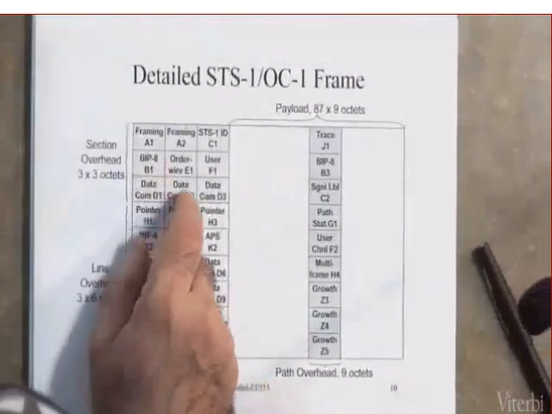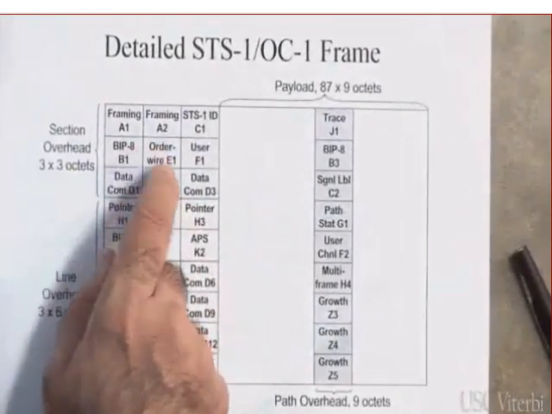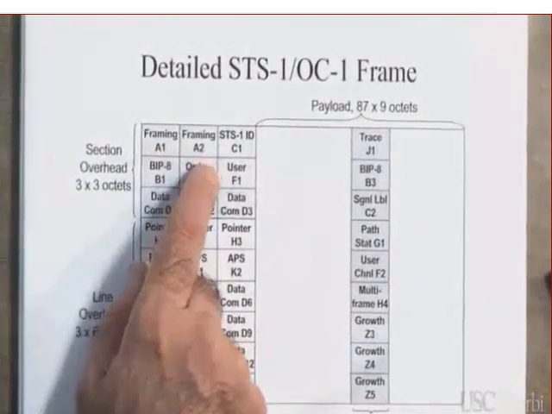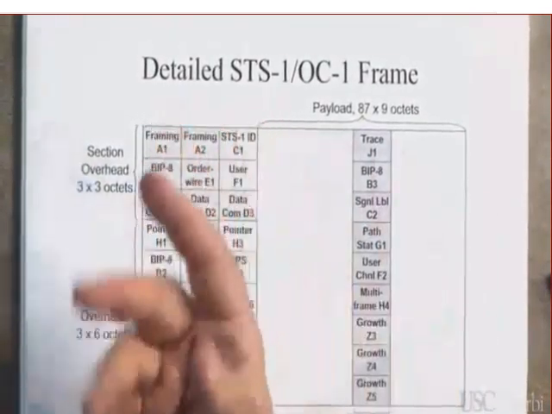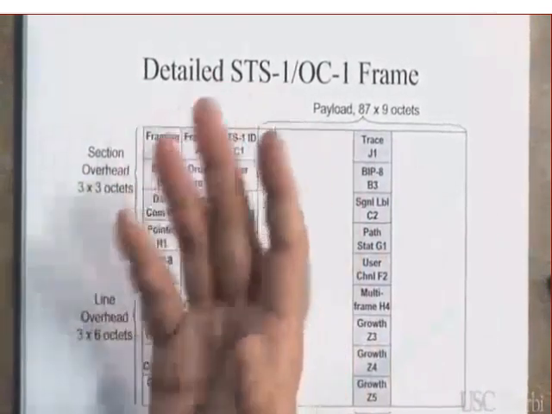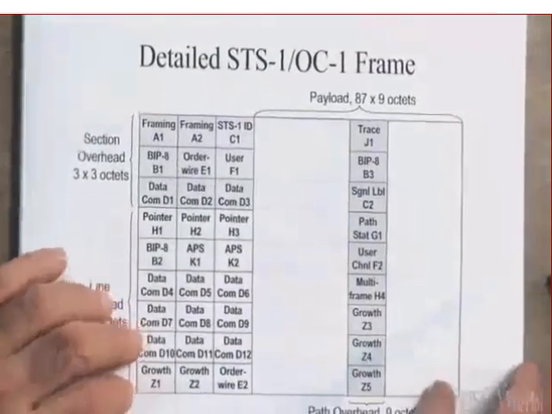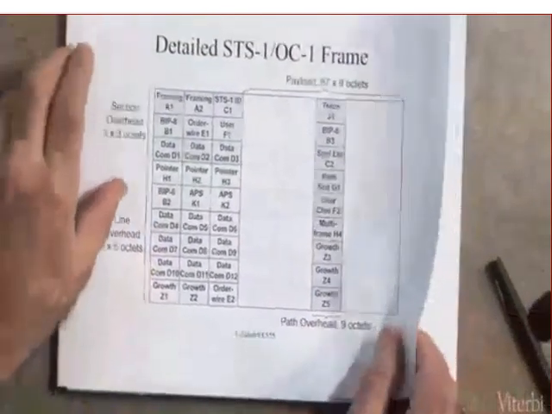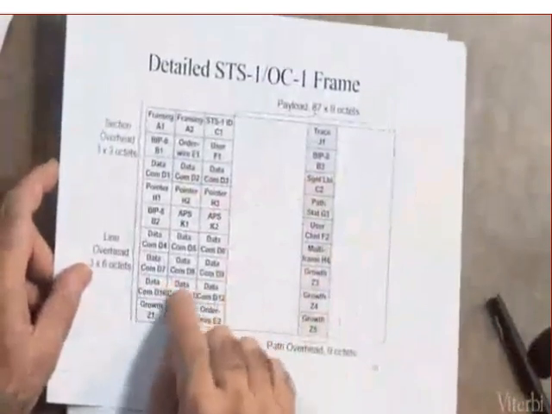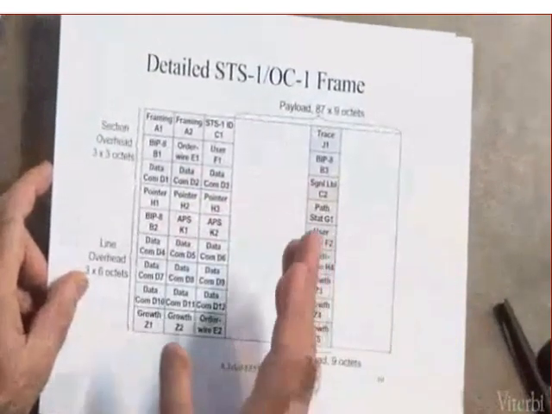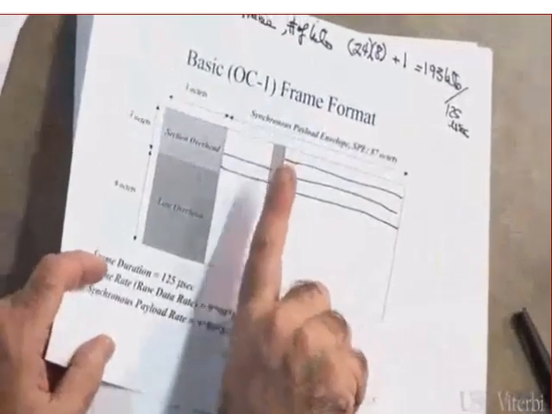In the section overhead, by the way, all you have is framing stuff or error detection and so on and so forth. That has nothing to do with the actual services that are being multiplexed. Clear? Good. Don't worry about all of these. I'm not going to ask you any one of these things. But I need you to understand the basic concept.